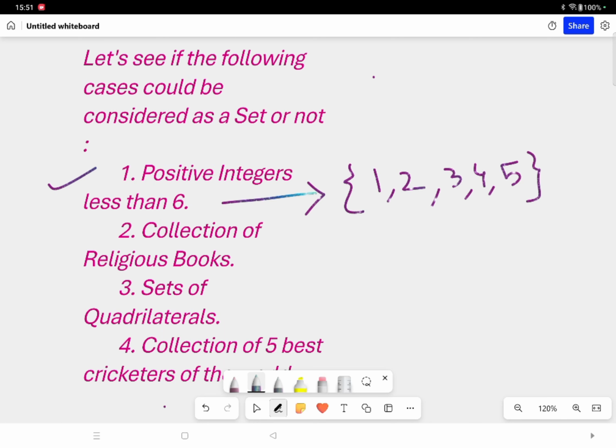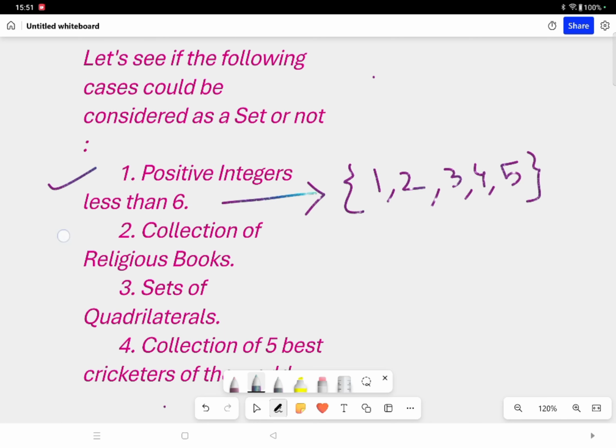Coming to the second one, collection of religious books. Religious books means you can tell the Gita, the Mahabharata, the Ramayana, the Bible and the Quran. So there is a specific set of books which is fixed and which is the same, or it is a collection and it is fixed. So therefore collection of religious books will be considered as a set.